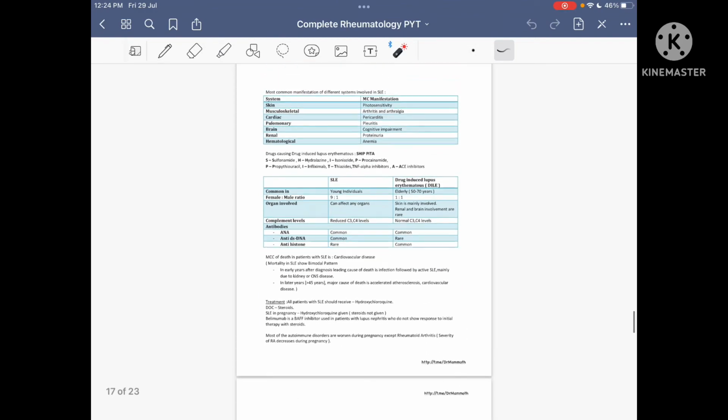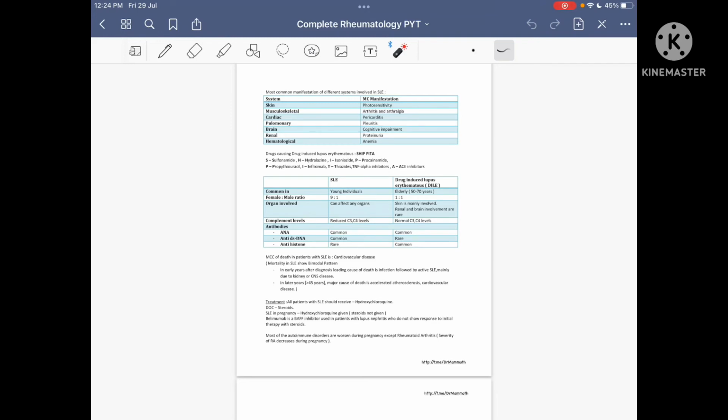Overall, most common cause of death in SLE is cardiovascular disease, but the mortality in SLE has a bimodal pattern. That means in early years after diagnosis, the most common cause of death is active SLE, mainly due to kidney or CNS disease. In later years, more than 45 years, major cause of death is accelerated atherosclerosis, cardiovascular disease.